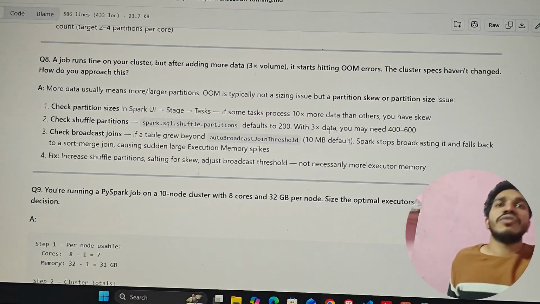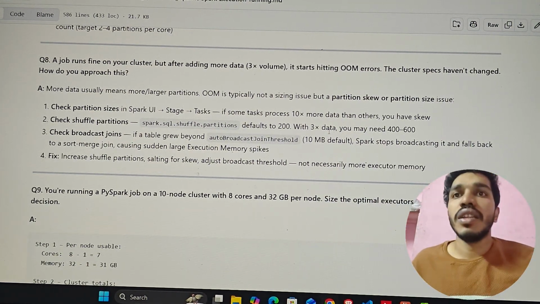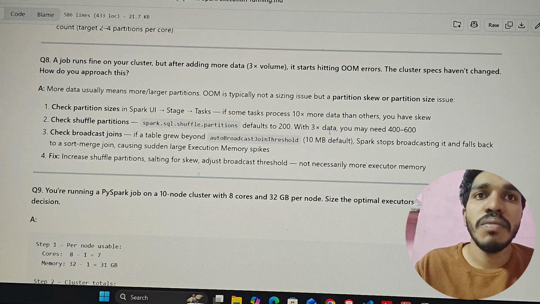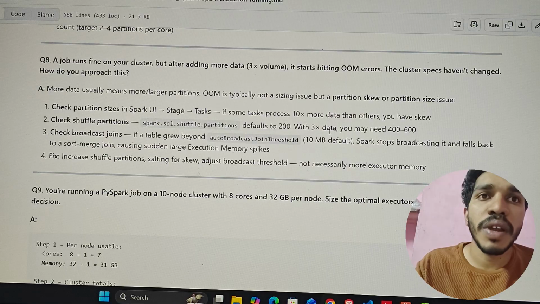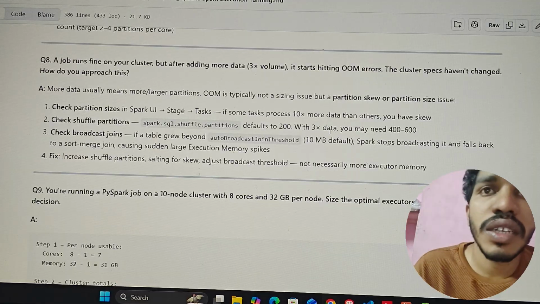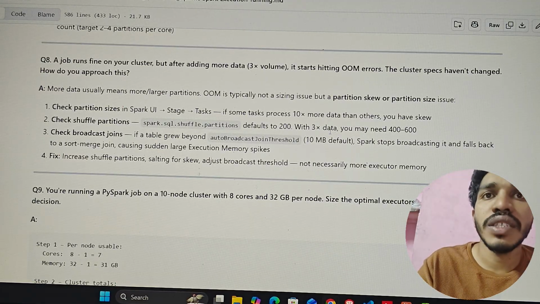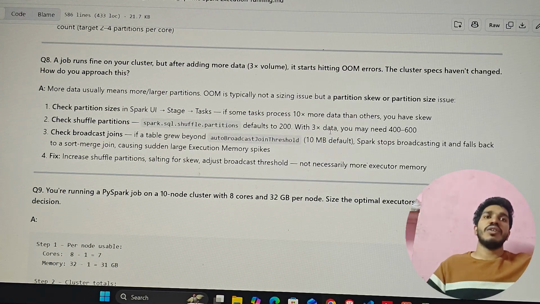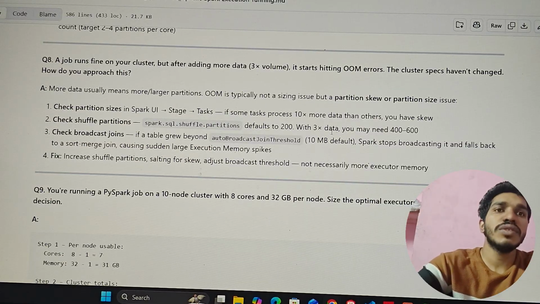More data usually means larger partitions. Out of memory is typically not a sizing issue, but a partition skew or partition size issue. First, I will check partition size in the Spark UI. In the Spark UI, I will go to stage, then task. If some tasks process 10x more data than others, you have skewed data.